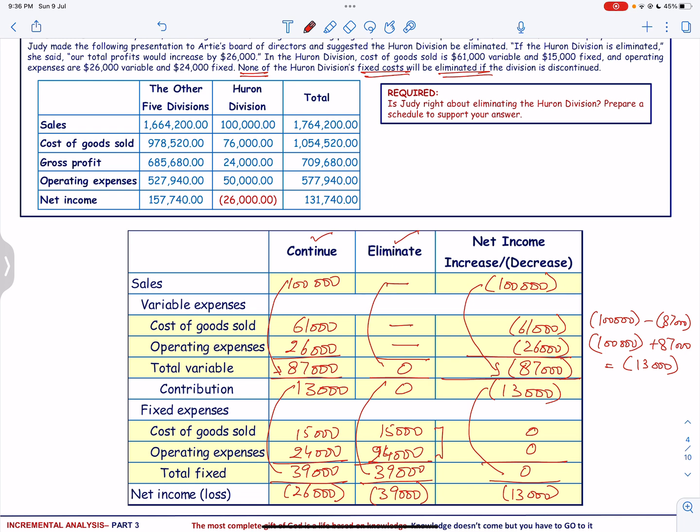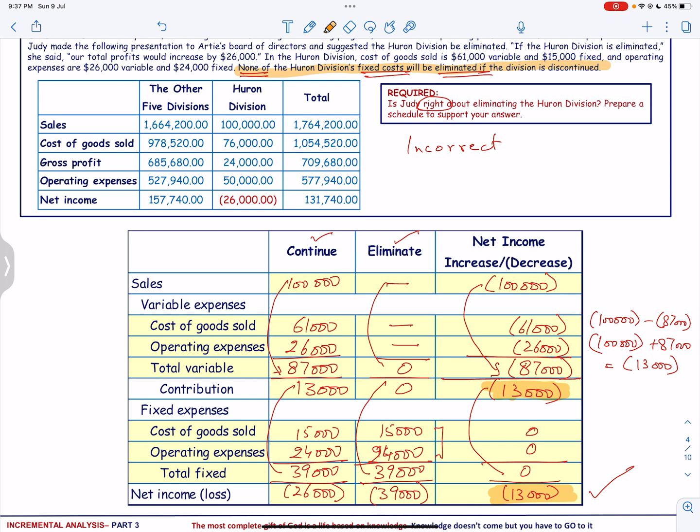So as we can see, Judy is incorrect. The incremental analysis shows that the net income will be 13,000 less if the Huron division is eliminated, and this amount equals the contribution margin that would be lost through discontinuing the division. And note that none of the fixed cost can be avoided, it is already given in the question. So that is what we can conclude, that her analysis is not correct.